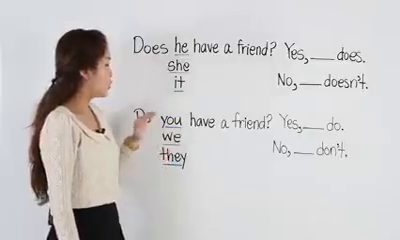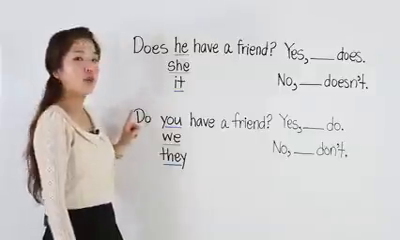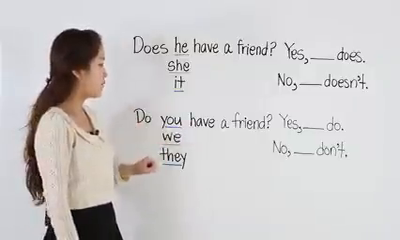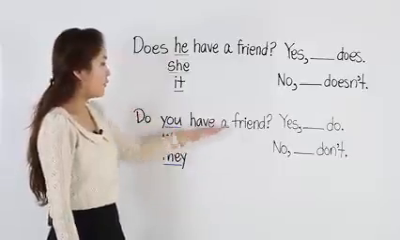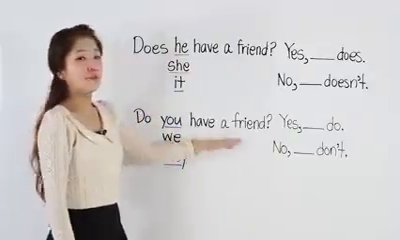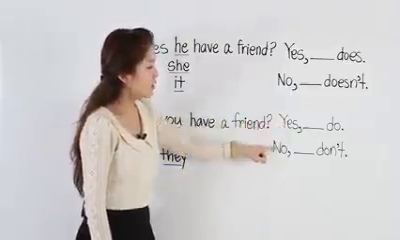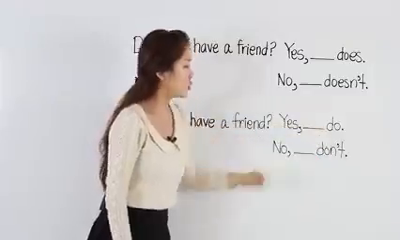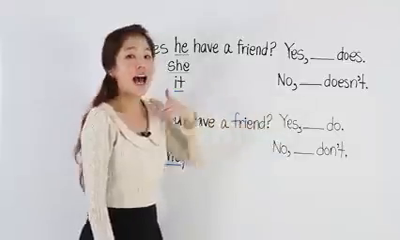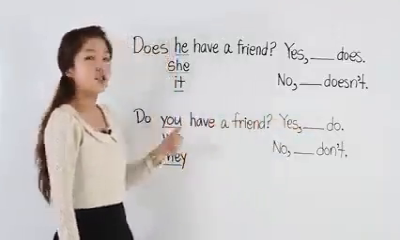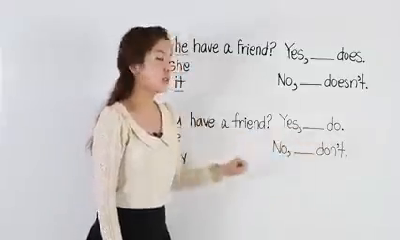Now, when we use you, we, they, we use do in the front and have after. Do you have a friend? Do we have a friend? Do they have a friend? Okay, and again we have two answers. We finish with do or don't. So, do you have a friend? Yes, I do, right? The question is asking you. So you say I do or no, I don't.